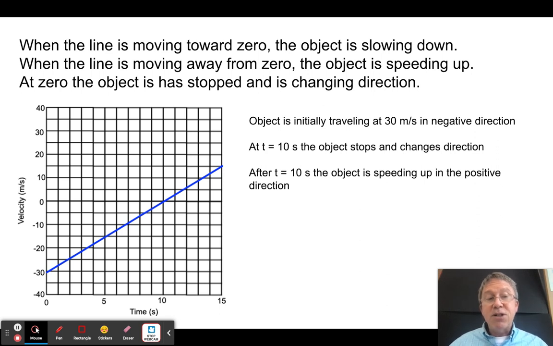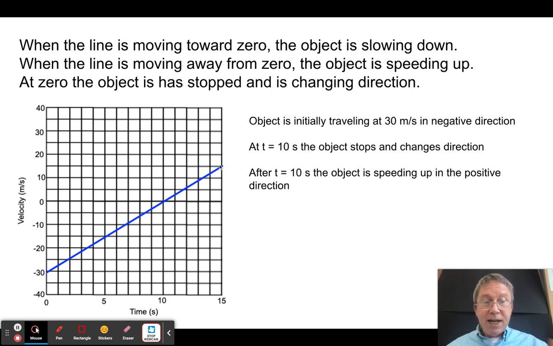Now, we're going to very quickly start looking at objects that are accelerating, meaning they're changing their velocities. We'll save that for our next lesson after this one. But when that happens, our velocity changes over time. So in most of physics, velocity is going to change over time. And when it does, we're going to see something like this. I start off with a velocity of negative 30. I end up with a velocity of positive 15, it looks like, okay?